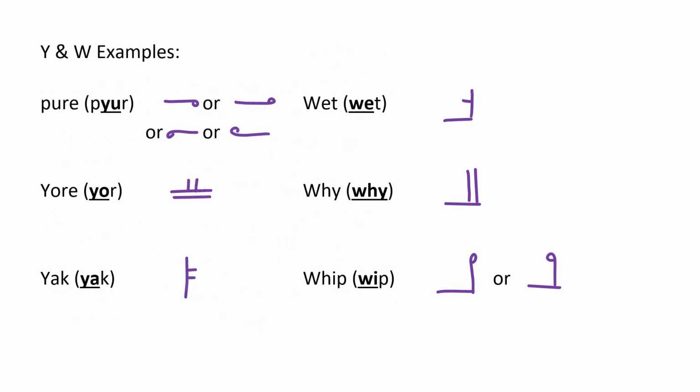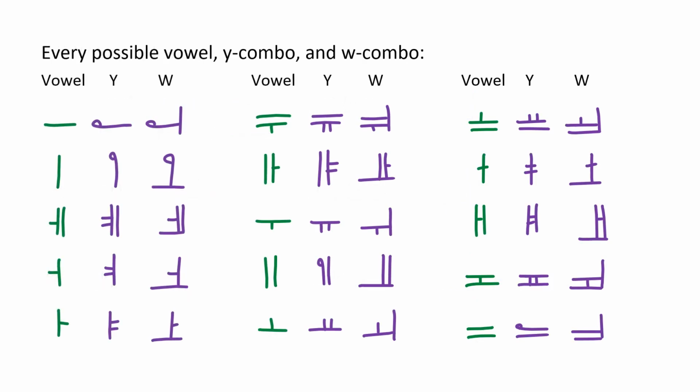Here you can see what I mean by adding a small loop or a short line for Y and adding a long perpendicular line for W, keeping in mind that the small loop is also used to differentiate the W sound from the W sound. And these are the vowels with their Y and W combinations.